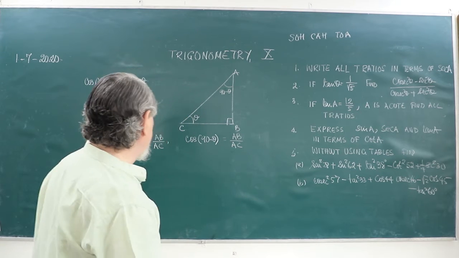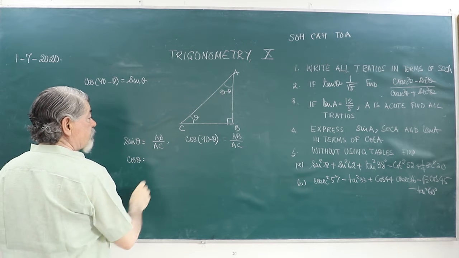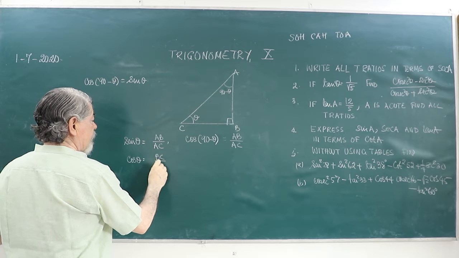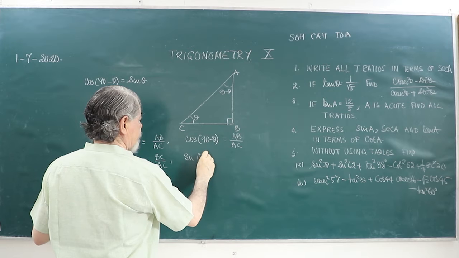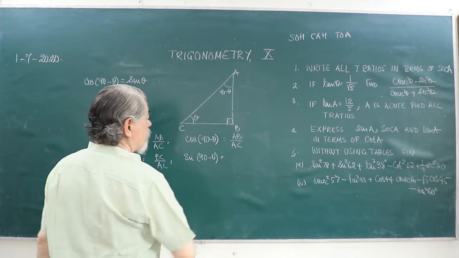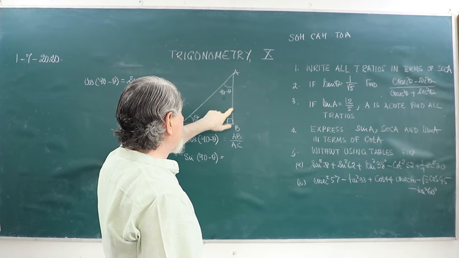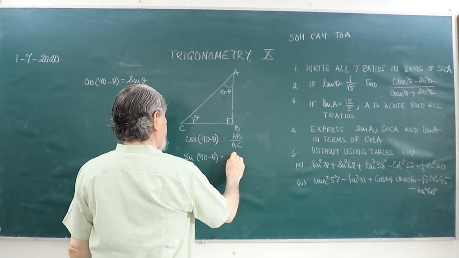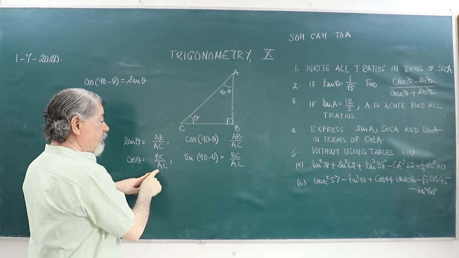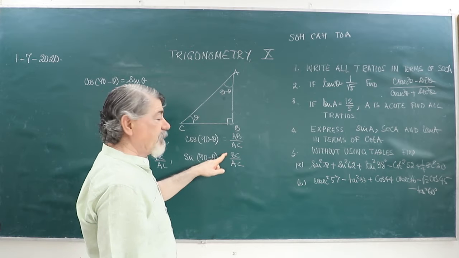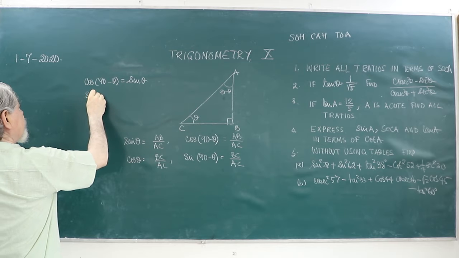We'll just see it. Suppose I calculate cos theta. Cos theta is base upon hypotenuse, that is BC upon AC. Now let me calculate sine 90 minus theta. Sine 90 minus theta means perpendicular upon hypotenuse, that is BC upon AC. Again you will see that cos theta is BC upon AC and sine 90 minus theta is BC upon AC. That means sine 90 minus theta is cos theta.